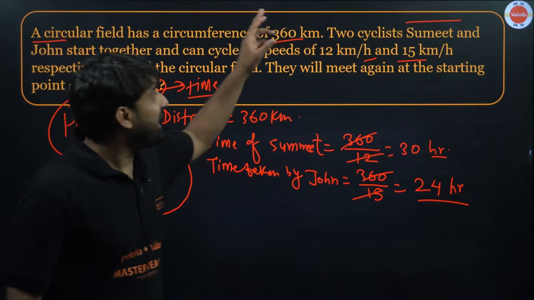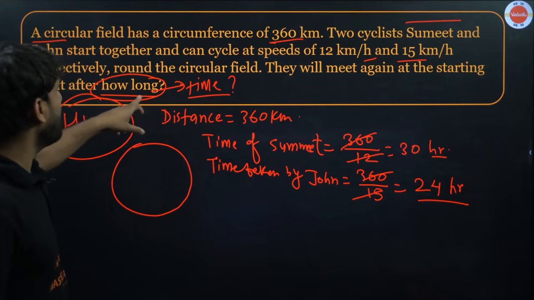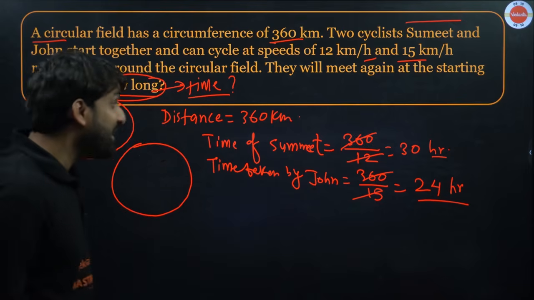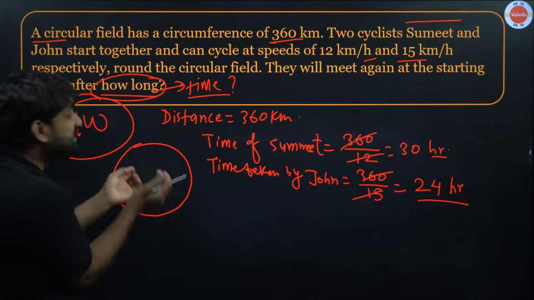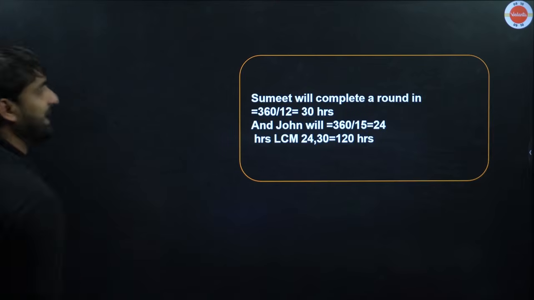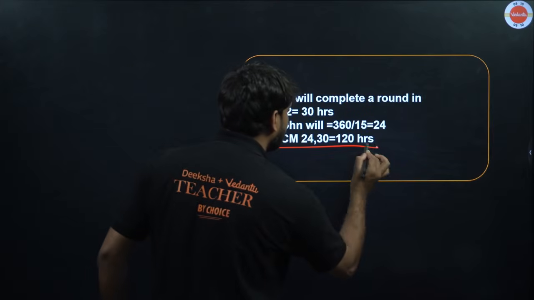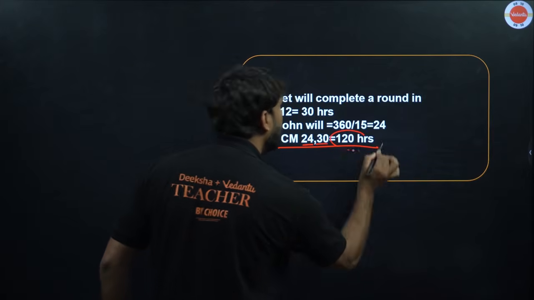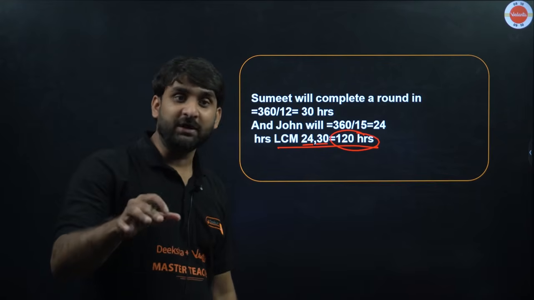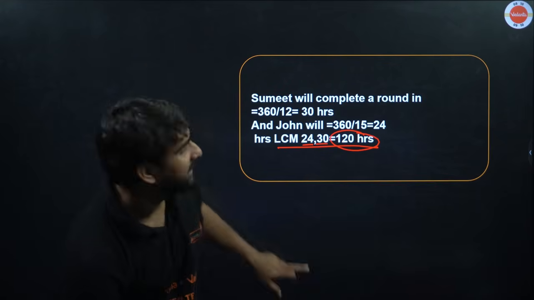Now after how long they will meet again? So what you have to find out? LCM, because we want that number which will come again and that will be divided by both. So we have to find out here LCM. Can you see the LCM? And LCM of 24 and 30 will be 120 hours. So after 120 hours, they both will be meeting again.